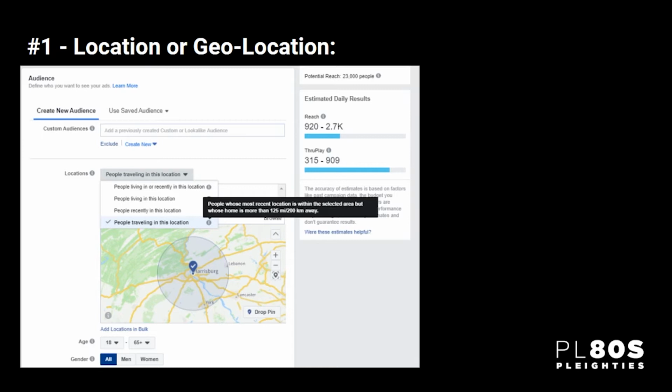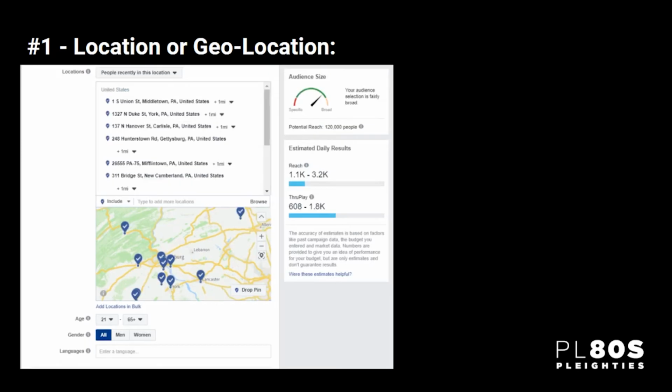People whose most recent location is within the selected area, but whose home is more than 125 miles away. So again, maybe there's a big trade show nearby, and your product or service, your business, let's say a restaurant in this instance, this is a good way to target people who are traveling to that trade show or that conference in that area, but might not know about your restaurant or business. And again, you can target those people traveling, especially if you live in a highly trafficked area that deals with travel, tourism and tourists on a regular basis.